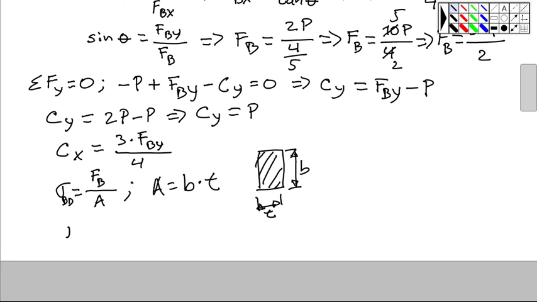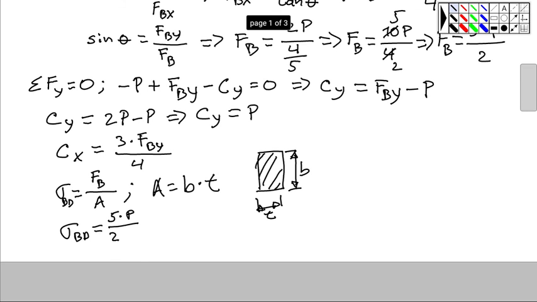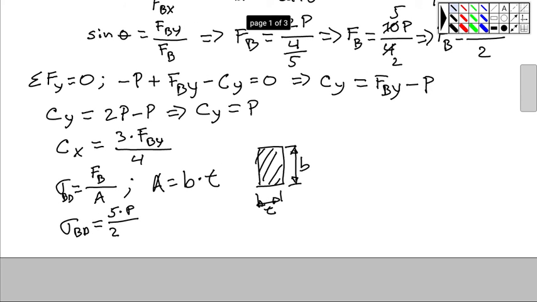Then we find that sigma in the member BD is equal to 5 times P over 2 times B times T.